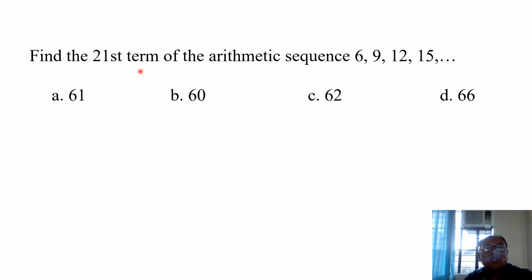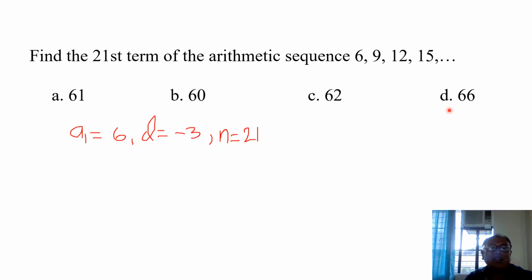The next problem is this. Find the 21st term of the arithmetic sequence 6, 9, 12, and 15. The choices are letter A, 61, letter B, 60, letter C, 62, or letter D, 66.